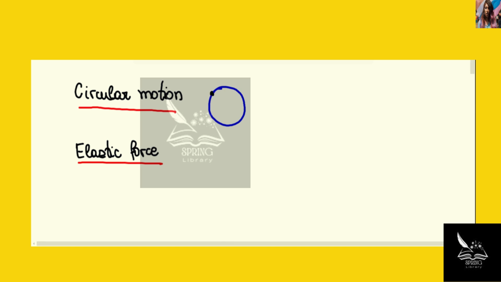The acceleration of this particle can be decomposed into two components. One of them is the centripetal acceleration, and the other one is the tangential acceleration. The centripetal acceleration accounts for the change in direction of the velocity and is equal to v squared divided by r. V is the speed, r is the radius of curvature, while the tangential acceleration accounts for the change in speed and is equal to dv dt.